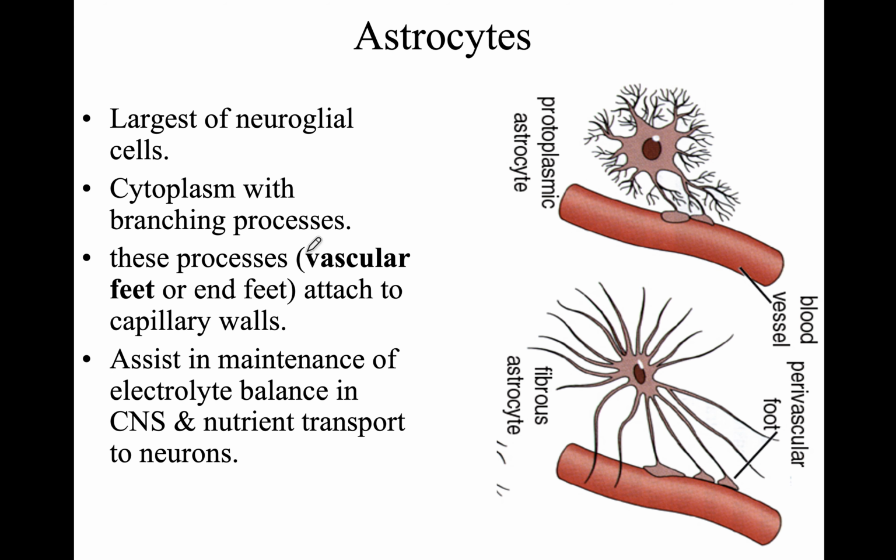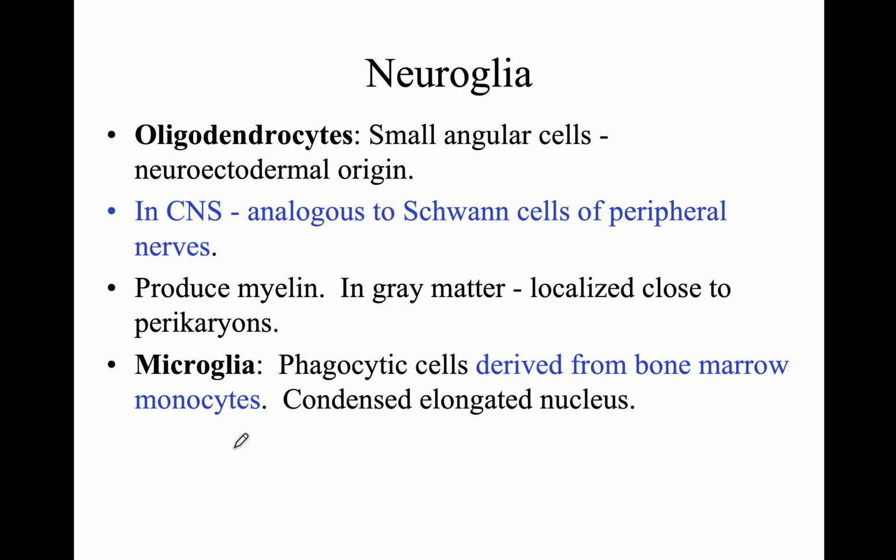So the first cell is the astrocyte. It is the largest cell of the neuroglial cells. They have branching cytoplasmic processes, and the distal portion is almost like a foot attached to the blood capillary. These processes are called the vascular feet. As I said, attached to the capillary wall, they are very important in assisting and maintaining the electrolyte balance in the central nervous system, and also provide a passageway for nutrient transport toward the neurons.